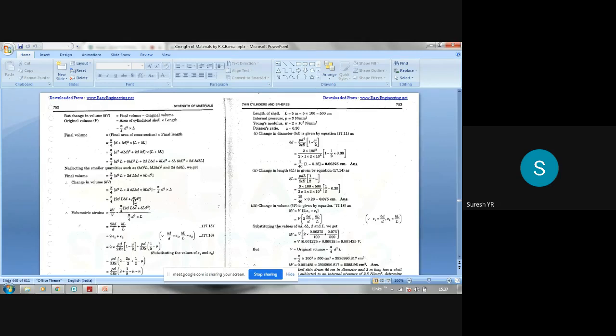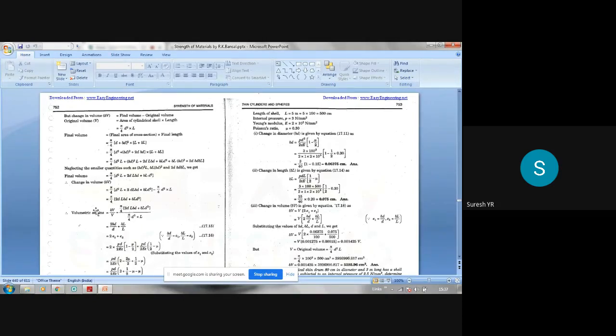You can practice this. These are simple steps. We have to calculate the initial or original volume and the final volume, then deduct the original volume from the final volume by neglecting the smaller quantities. Smaller quantities means delta D, delta L, they are all very small, and the product of them will be small. So only one delta D or delta L should be taken in a term. If a product or square term is there, you have to neglect it. So now change in volume, final volume minus original volume. If you simplify that, you will get only 2 terms here.